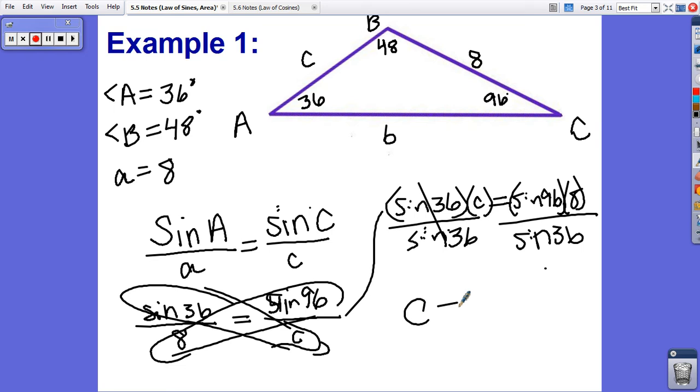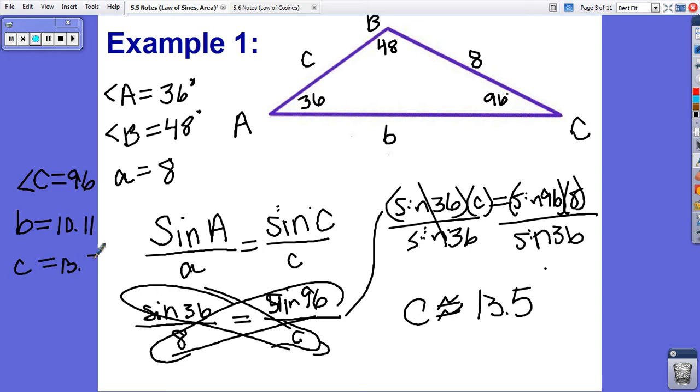And I'm going to get, if I do all of that in the calculator with the mode in degrees, c is approximately equal to 13.5. So on a test or quiz, what you would do is you would write that angle C is equal to 96, that B is equal to 10.11, and that C is equal to 13.5. And that's how I would grade your answers. Let's try one more just to make sure.